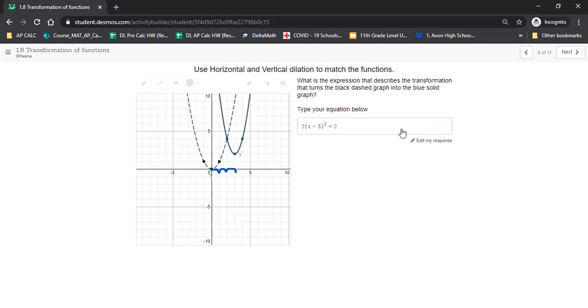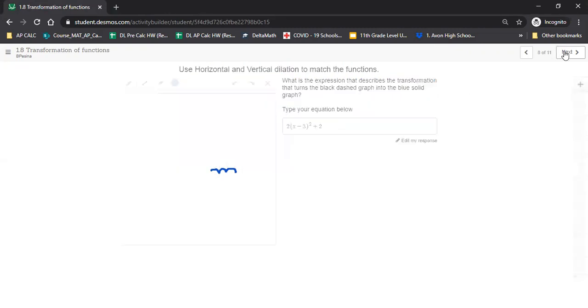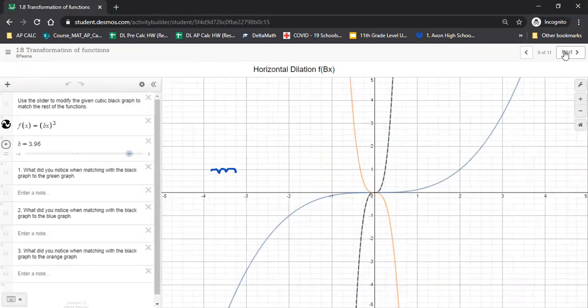Alrighty, let's go to my next one. Horizontal dilations. So same thing, but now horizontally. I'm going to go ahead and work with this one, and this is my change in B. So the B is inside the parentheses.